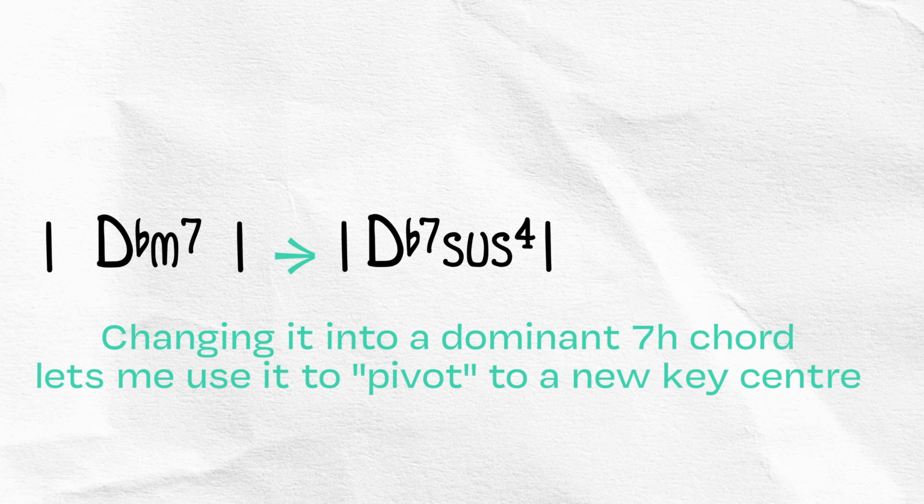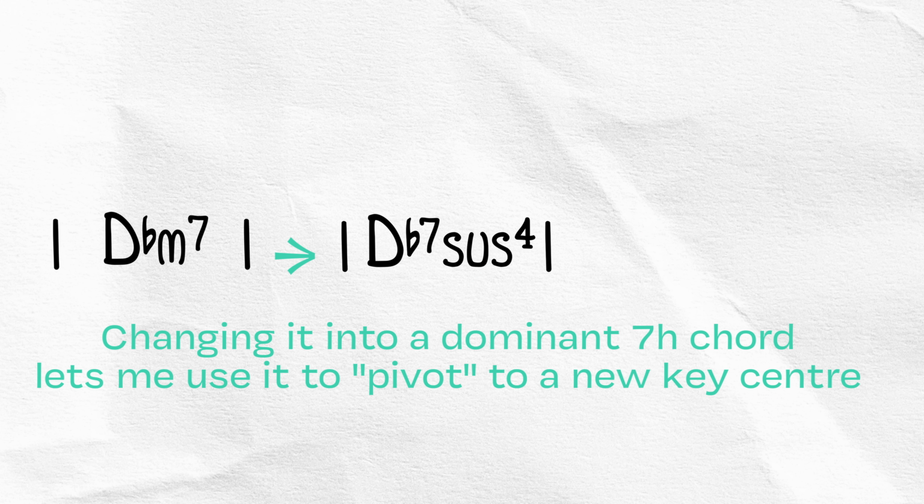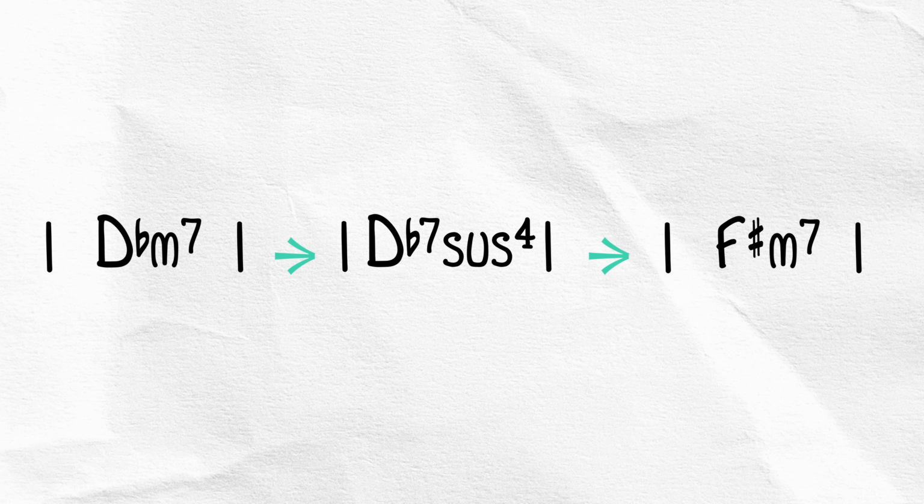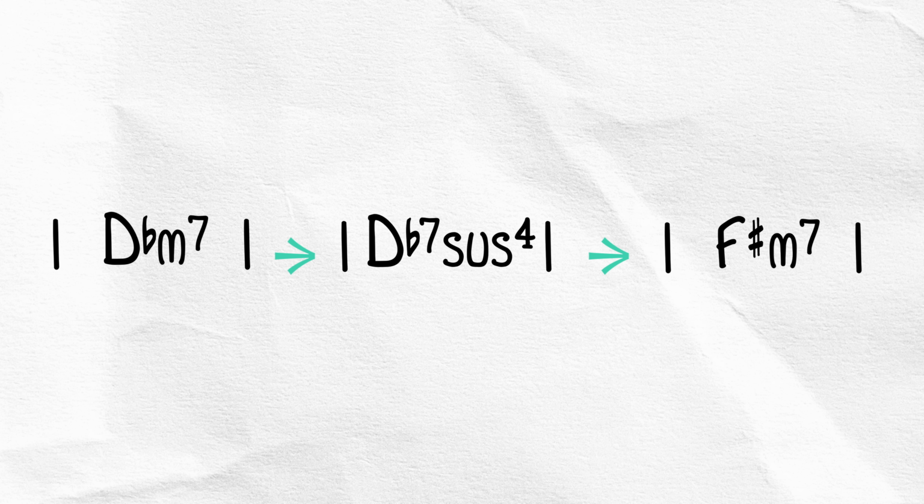So together, I don't want to get into the theory too much, but we could basically take that last chord, D flat 7 sus, and use it as a chord that we can pivot from. In theory talk, we could call it a secondary dominant, which would take us nicely to F sharp minor 7, which now helps us to shift into a new section. So let's record that in.